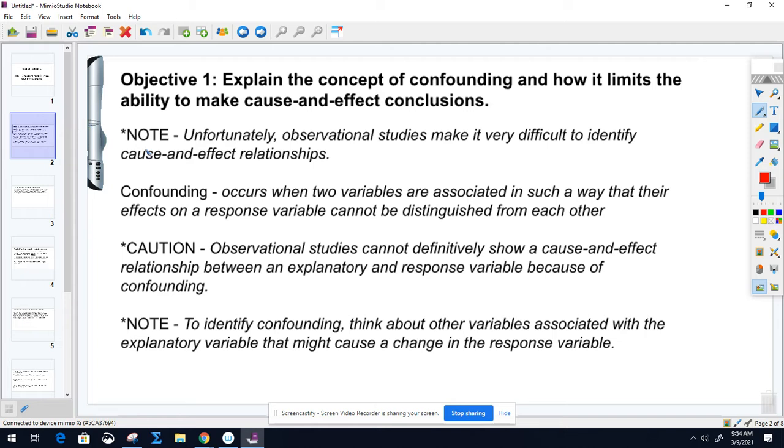So observational studies cannot definitively show a cause and effect relationship between an explanatory and response variable because of confounding. Sometimes it seems like it's common sense, but we can't prove it. To identify confounding, think about other variables associated with the explanatory variable. When we go through this first example, this is going to be key. You're going to think about other variables that could be associated with the explanatory variable that might cause a change in the response. And as I do this first example, I'm going to explain that confounding and what else could be an issue with that.